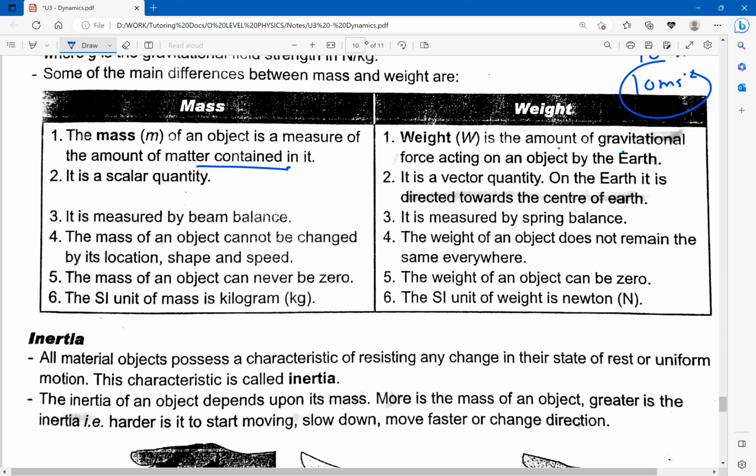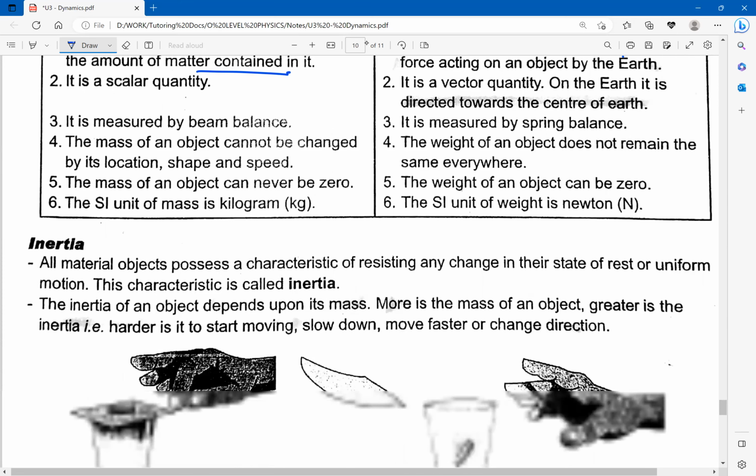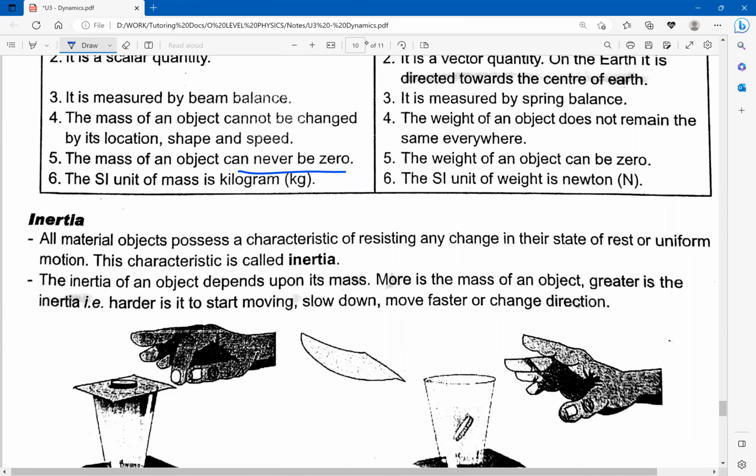Whereas mass would just be the same, even if the field strength changes. This is matter. Matter doesn't change. Mass of an object can never be zero. That's not possible. If it's an object, it's going to have matter. Even a single atom, a single particle, will have its mass. Weight of an object can be zero. Yeah, weightlessness. Then the SI unit of mass is kilograms, kg, and the SI unit of weight is Newton.